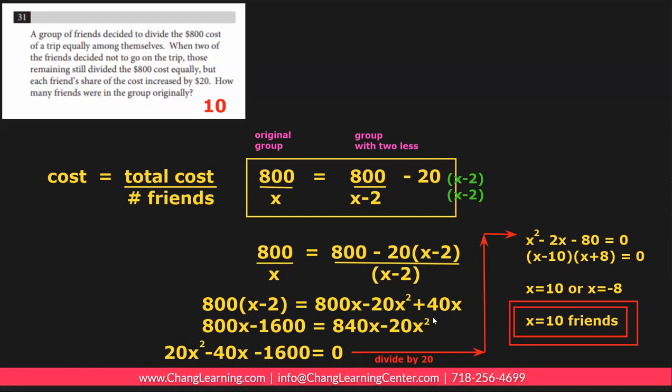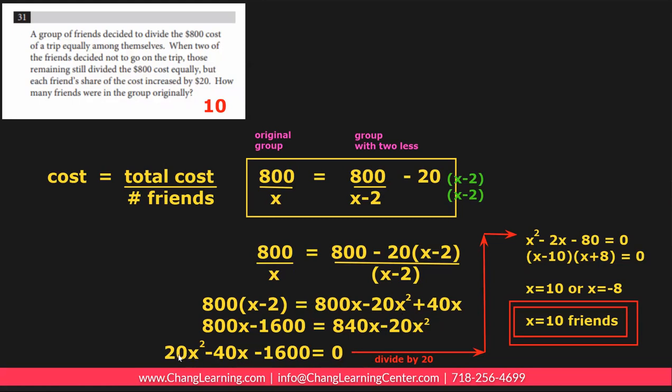Simplifying, what we can do is we can move the square to the right side. And first, what did I do? I distributed. I combined terms 1 and 3. So 800 plus 40 is 840x. Setting equal to 0, we have 20x squared minus 40x minus 1600 equals 0.